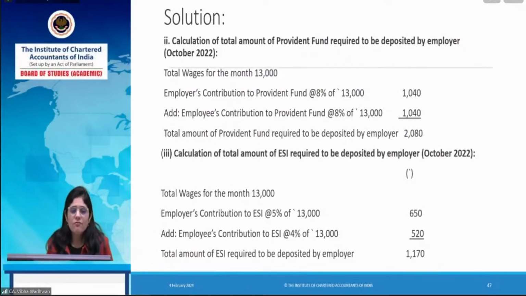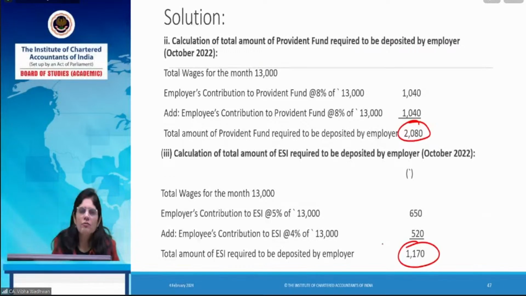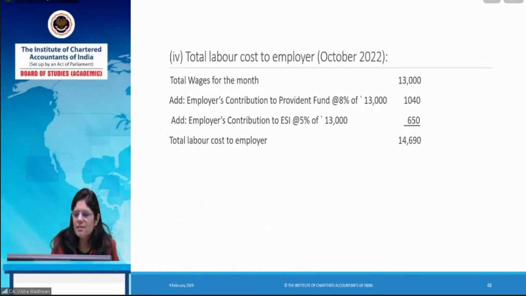Okay, so we have the solution also with us. This was the total PF contribution. This is the total ESI contribution. And this is the total labor cost. See, employer contribution is added to the basic. Clear? So this is the total labor cost. So I think this is the correct answer.